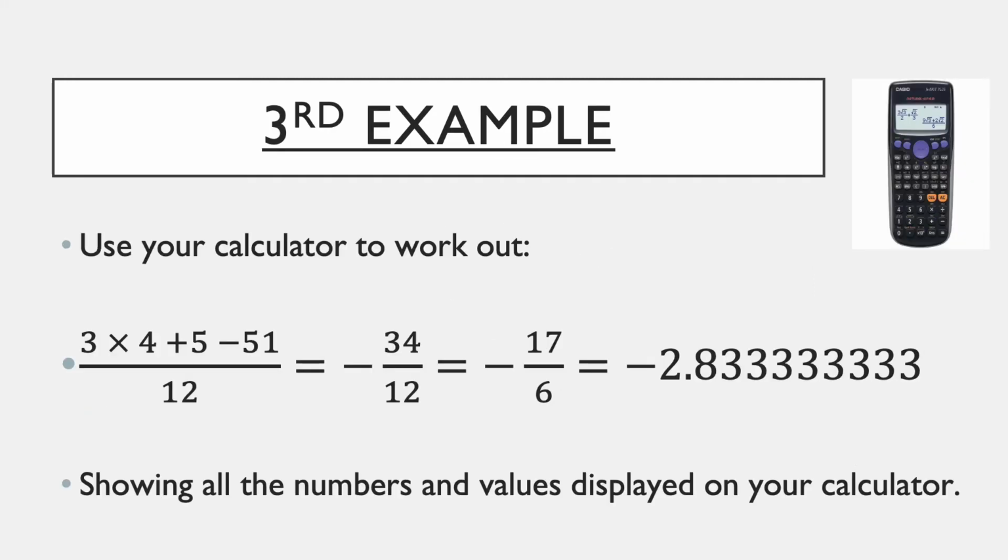Example 3. Use your calculator to work out 3 times 4 plus 5 minus 51 divided by 12. I'll put it in, so it's the fraction button first, and then I work it out. I get minus 34 divided by 12, which is minus 17 over 6, so I've divided top and bottom by 2. Then I get minus 17 over 6, which is minus 2.8333333. Or it might be written as minus 2.83 with a dot on the 3, which implies that it is recurring. So that is how I would work that one out, guys. That is my answer.